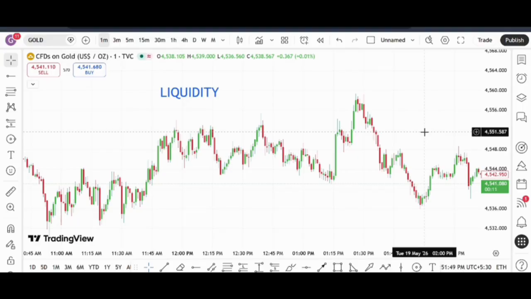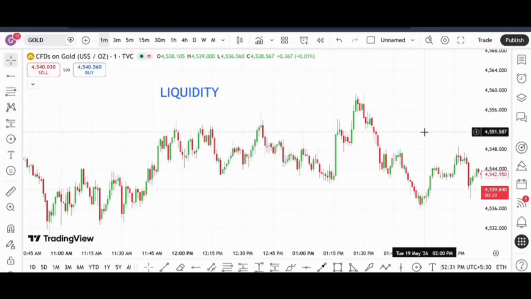So what do institutions need to make a profit? They need buyers, sellers, and enough volume. And where do they find enough volume of buyers and sellers? The simple answer is mostly in areas where retail traders place their stop losses, breakout entries, or pending orders. I hope you understand this.